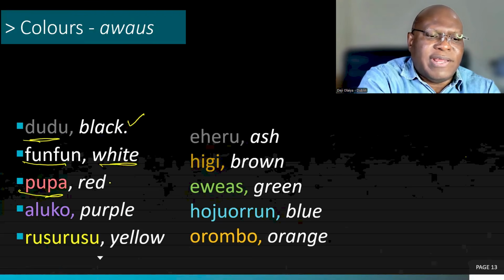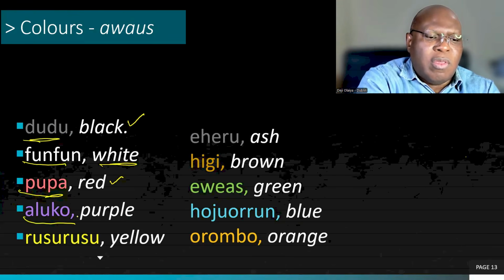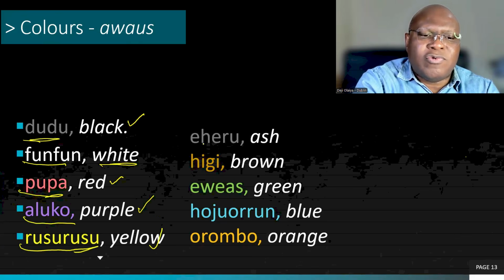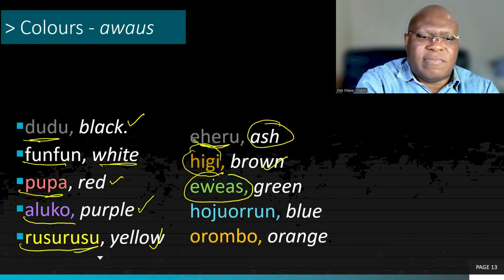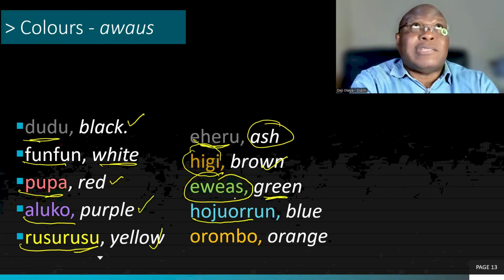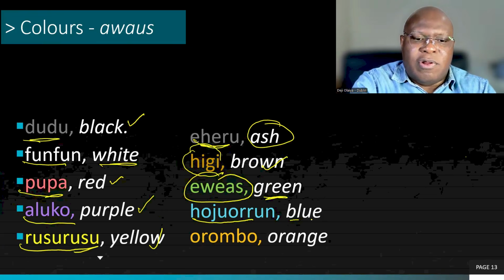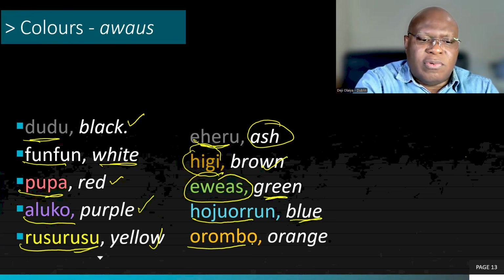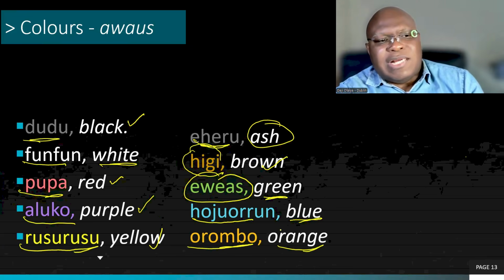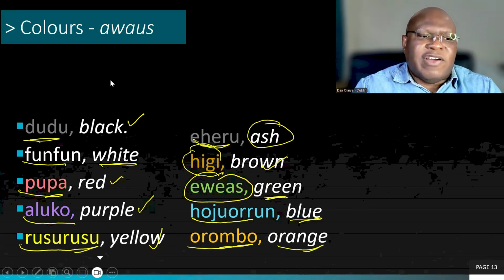Pupa, red. Aluko, purple. Rusu, yellow. Eru, ash color. Igi, brown. Ewe, green. Ojú ọ̀run, that is the sky, that's blue color. Orombo, orange color. That is how Yoruba refer to colors.